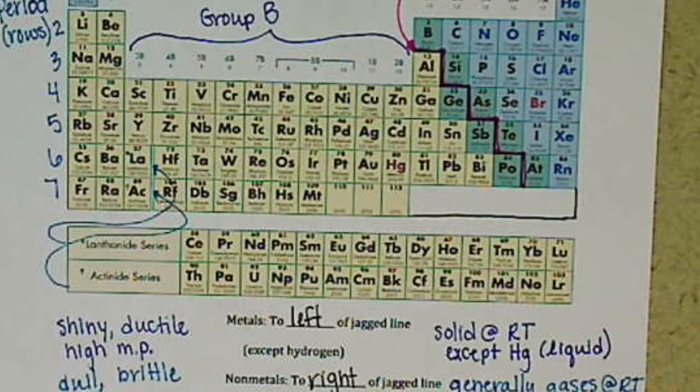So that's our basic introduction to the periodic table. Work through your questions and problems and your Sapling Learning questions. And once you get that down, we'll move on into section 3, talking about the atom.